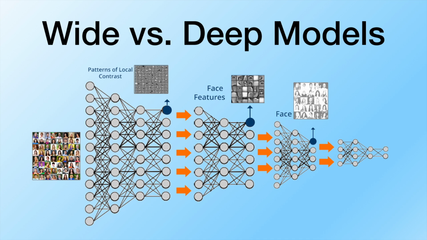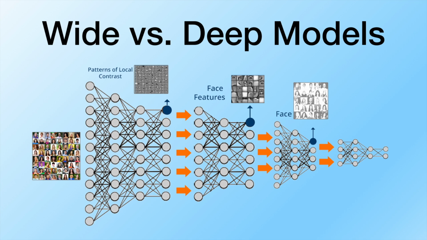Now, in deeper models, in this image, we can see an example of a deep network that is learning to recognize faces. So early on in the network, the nodes are just learning very small patterns. For example, here we have patterns of local contrast. So it's just learning small edges that it may find in the image. And as you propagate forward through the network, each successive layer is going to aggregate all these different patterns that are being learned in the previous layers to come up with larger, more generalized abstractions.